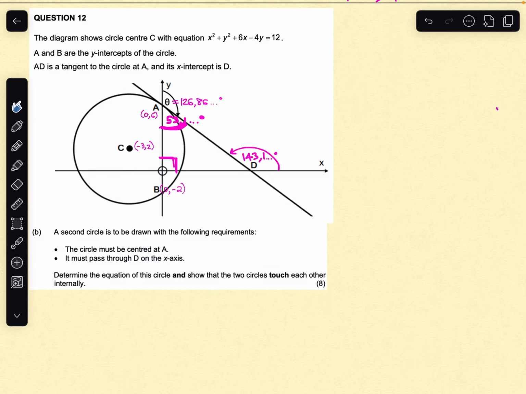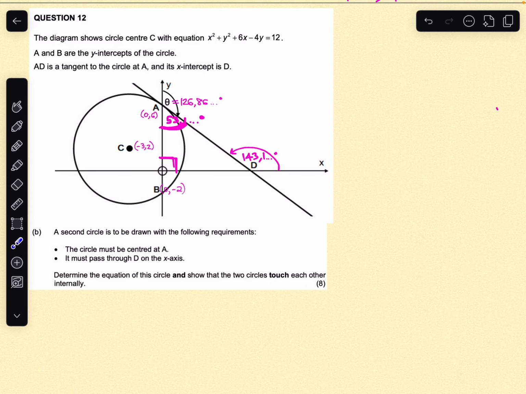we're now looking at question B. A second circle is to be drawn with the following requirements. The circle must be centered at A, over there. It must pass through D on the x-axis. Determine the equation of this circle and show that the two circles touch each other internally.